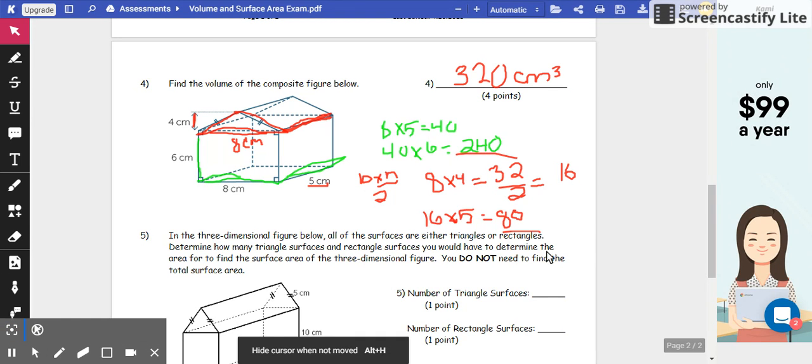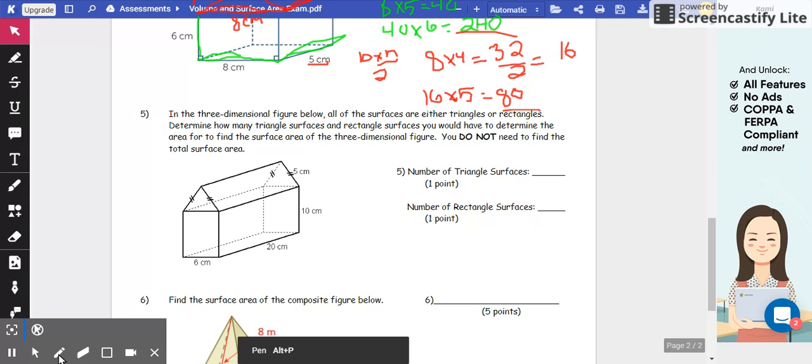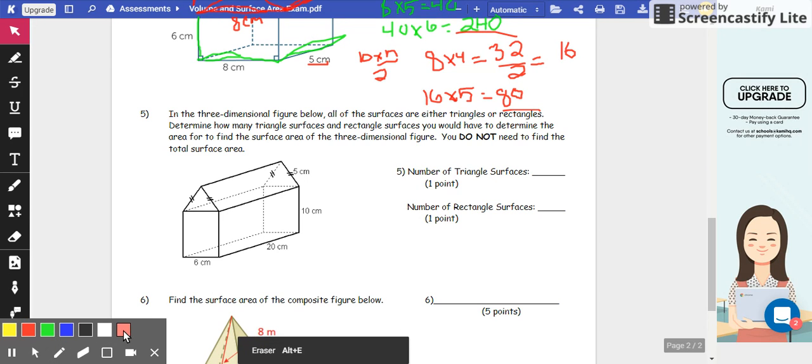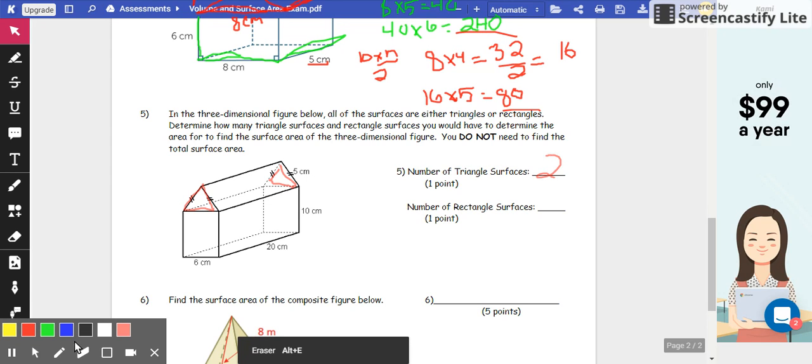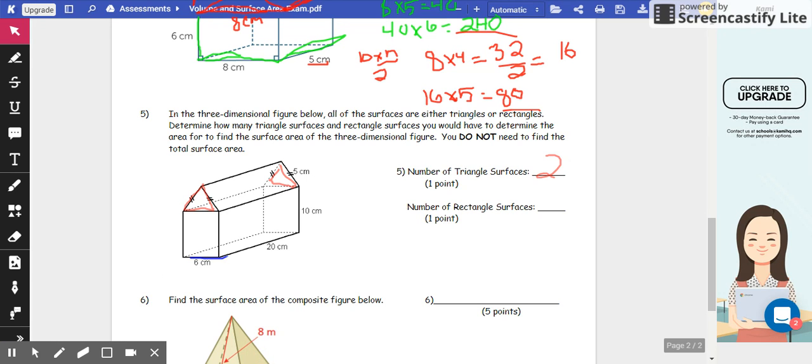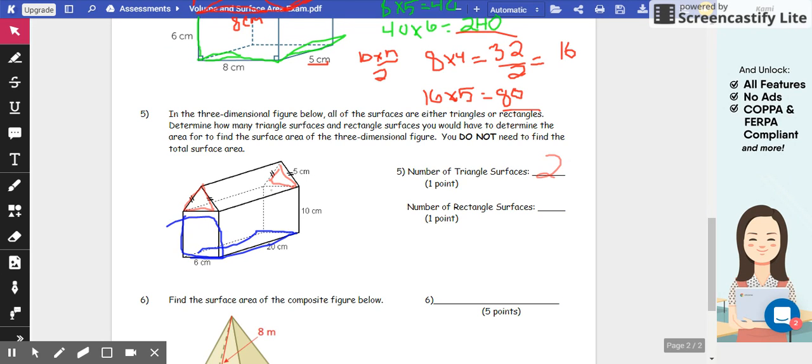Okay, now moving on, number of triangle surfaces. So let's highlight in pink. I have 1 triangle there, 1 triangle in the back. So I have a total of 2 triangular surfaces. Next, highlight in blue. So now the rectangles. So the rectangles, I have a bottom rectangle. That's 1. This side is 2. This back side is 3. Then I have this big side over here.